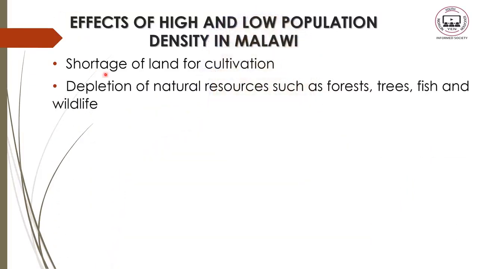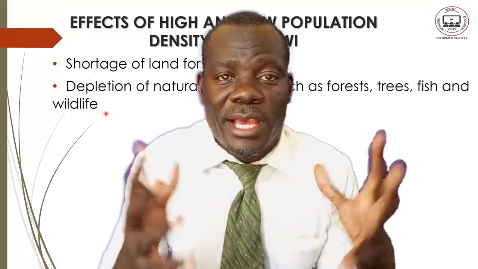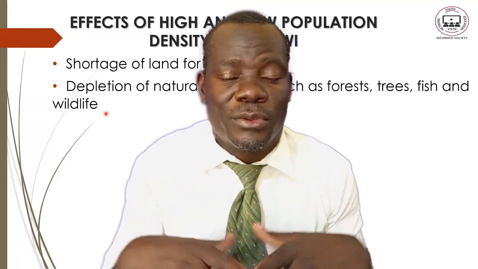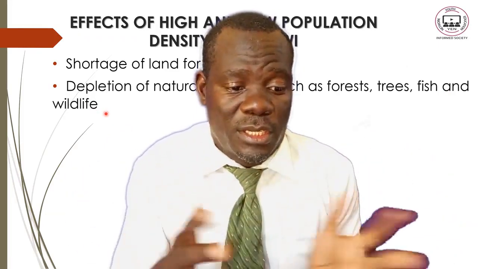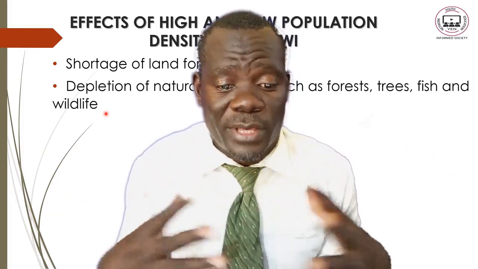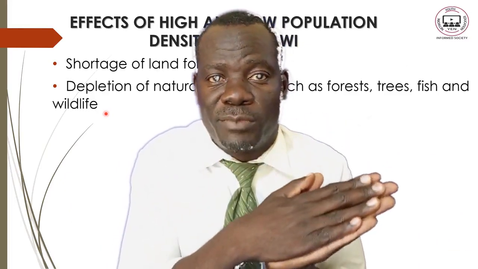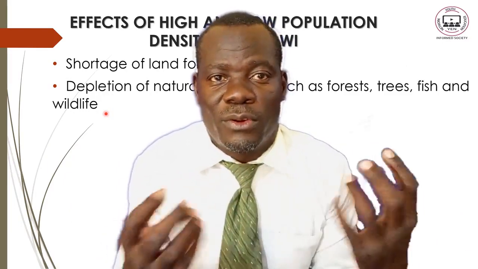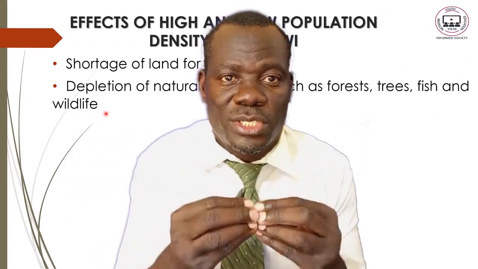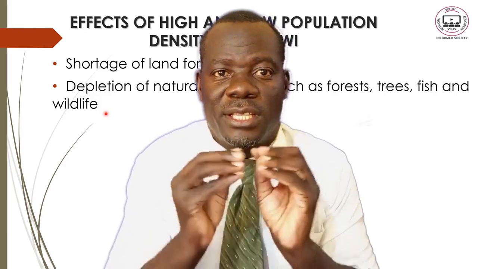Also, depletion of natural resources such as forest, trees, fish, and wildlife. So we see that when the area has too many people, they scramble for the forest to get firewood or charcoal, for fish, for wildlife. Because of that, the natural resources go down, so they deplete. To deplete is to finish or to remove all those things. So they reduce the number of the natural resources that are there rapidly, because they scramble for that.